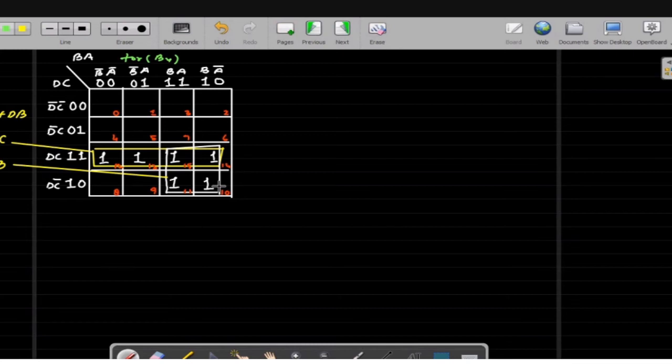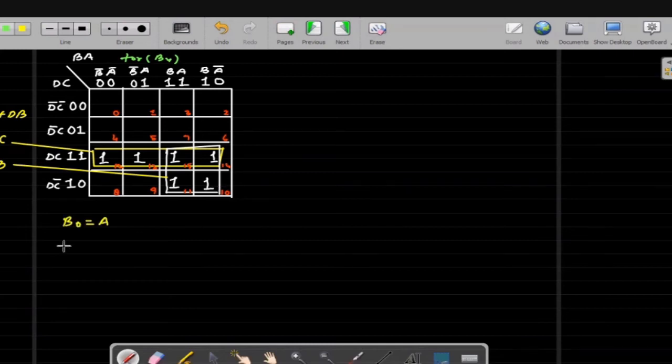B0 is equal to A. B1 is equal to D C B bar plus D bar B. Then B2 is equal to D bar C plus C B.